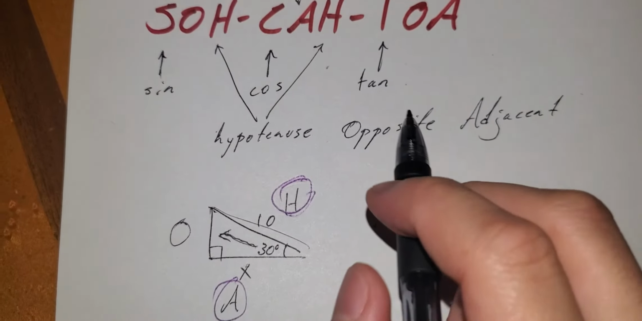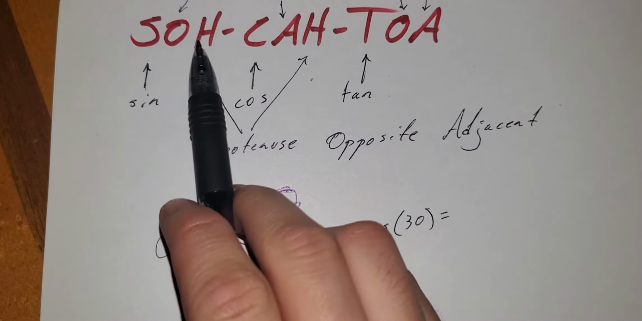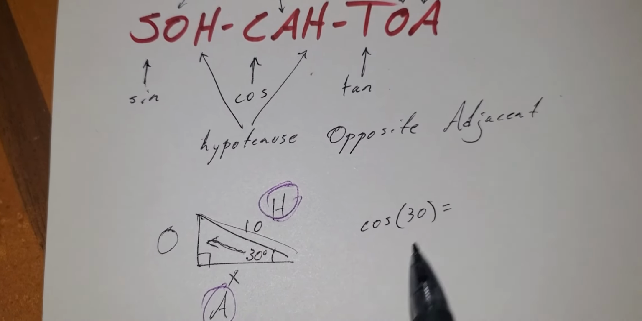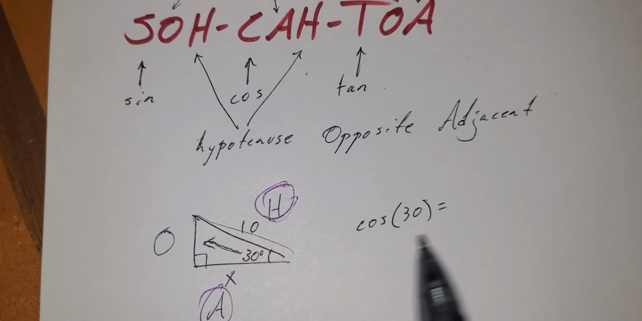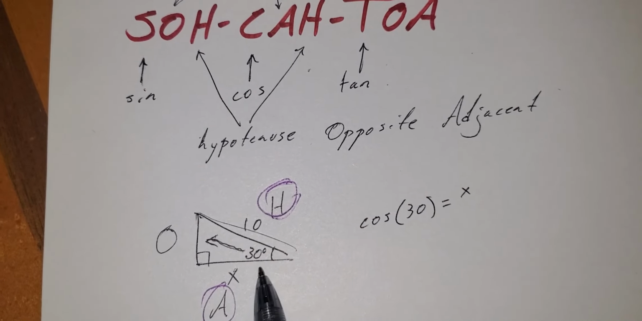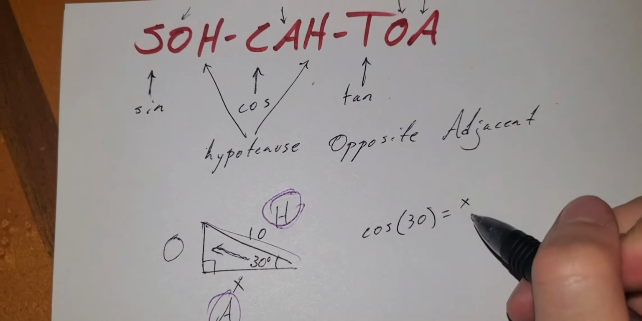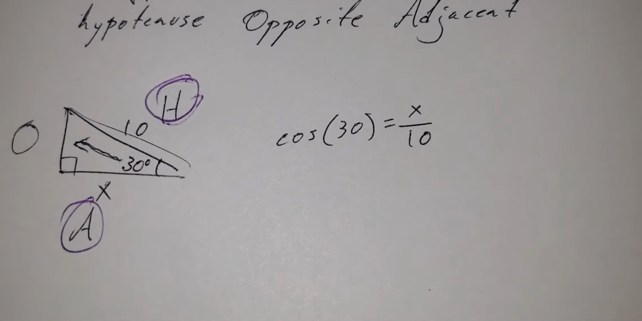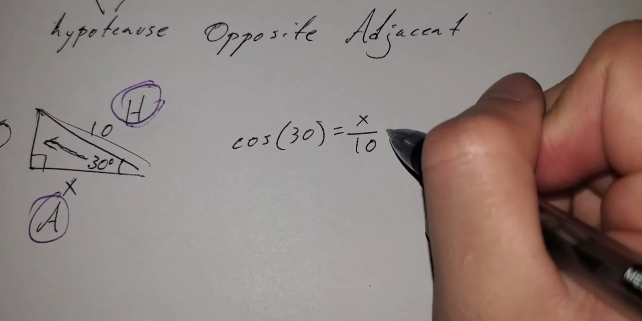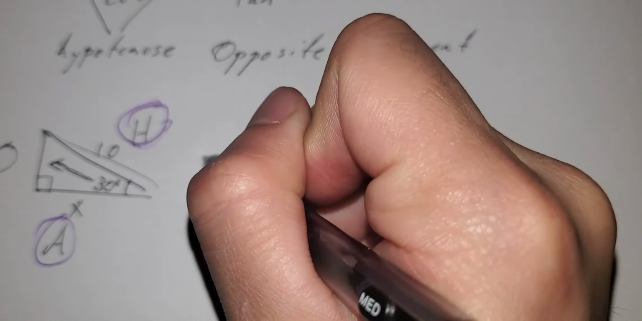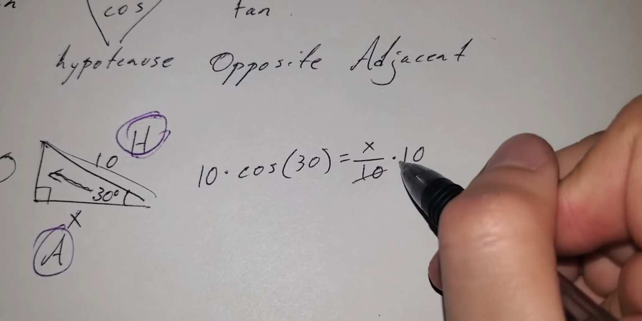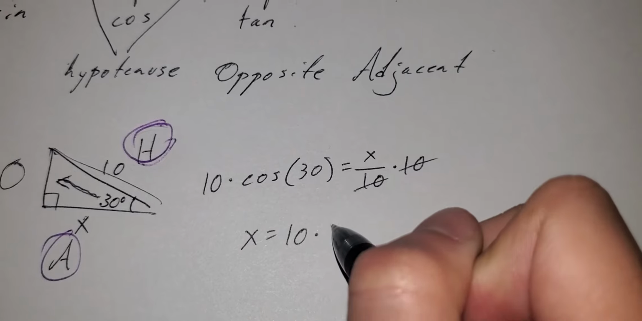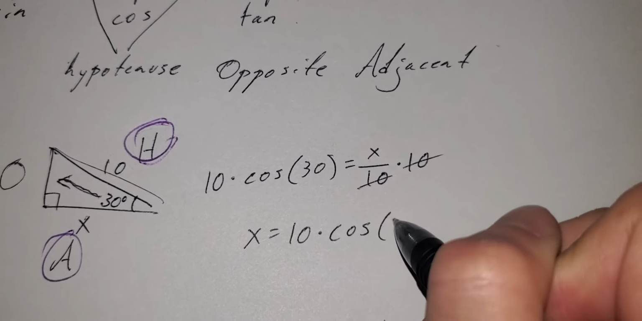equals, also remember, the first letter always goes on top, second letter on the bottom. A is first, so A goes on top, and then H comes second, so hypotenuse goes on the bottom. And there you go. From this we can just do our regular algebra. Multiply both sides by 10 to get rid of that denominator. So you're left with X all by itself equal to 10 times cosine of 30.